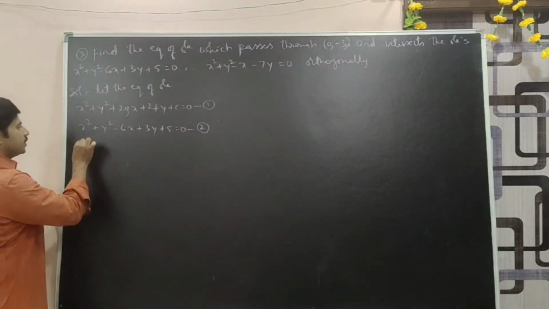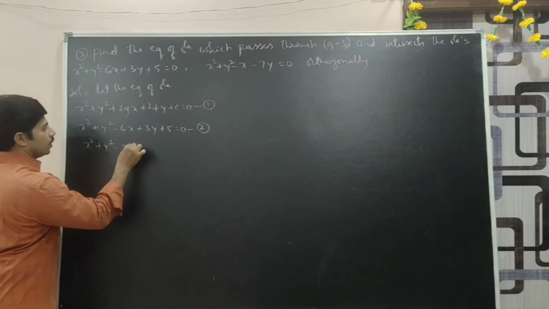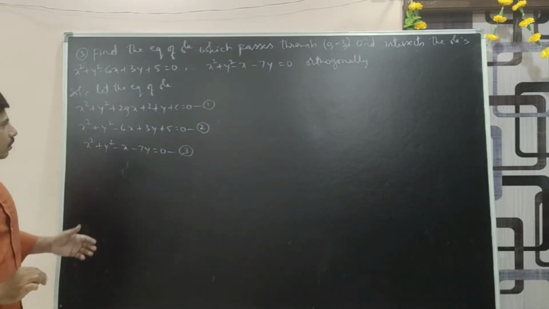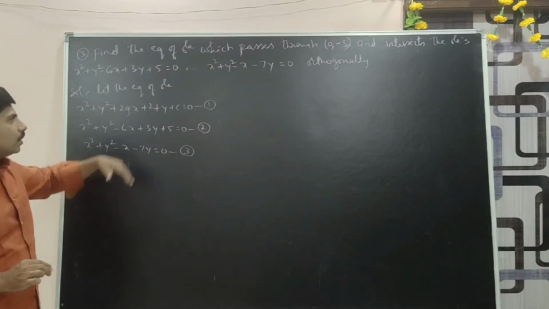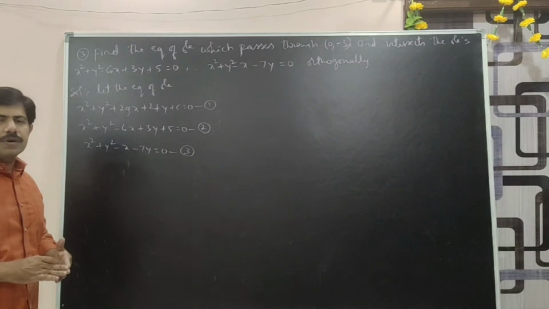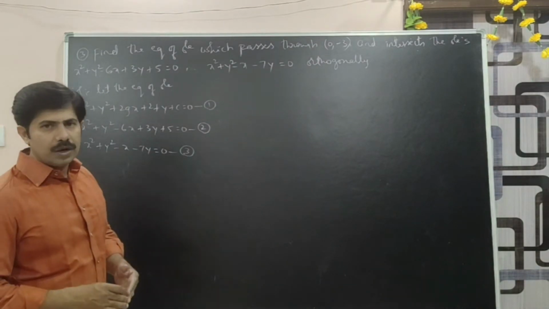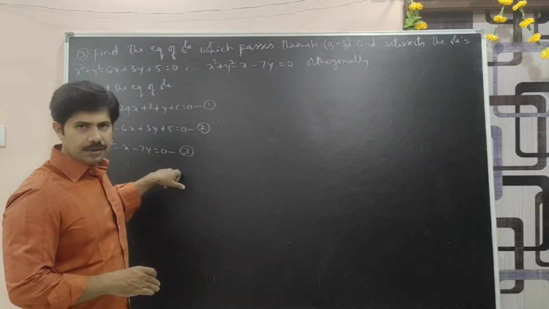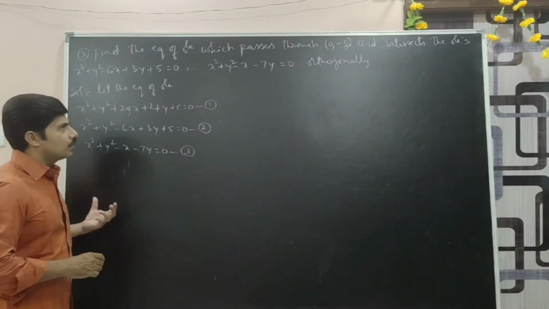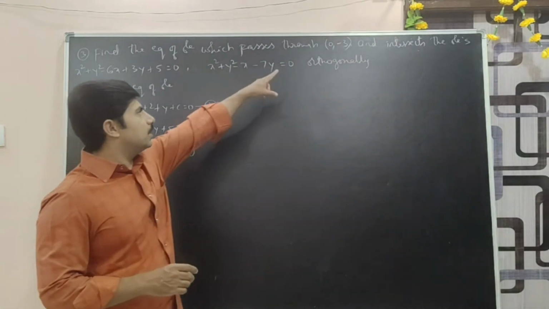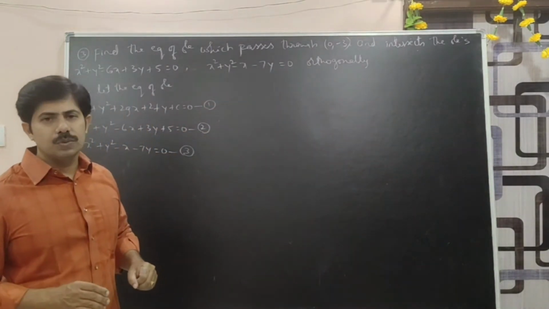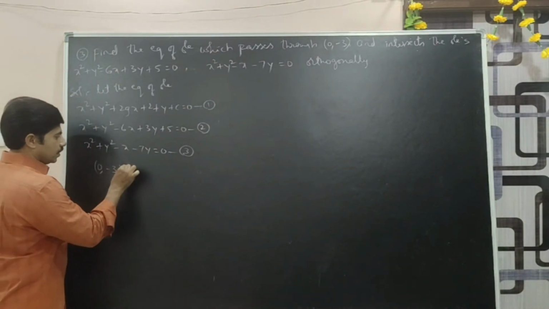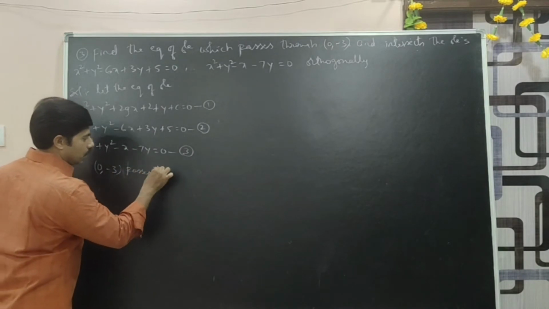The third equation is x square plus y square minus x minus 7y is equal to 0, equation 3. Now here again what we have to do is make the required circle orthogonal to 2 and 3. Before using the orthogonal condition, it is given that 0 comma minus 3 passes through the equation of circle. So the point 0 comma minus 3 passes through the required equation of circle.